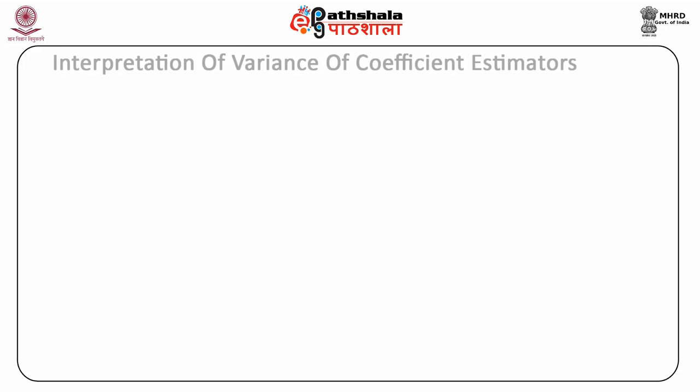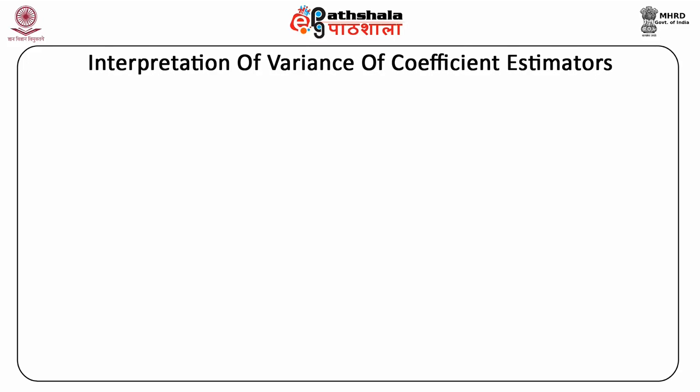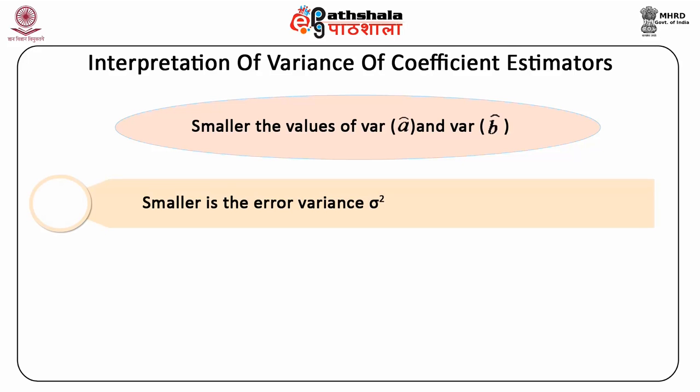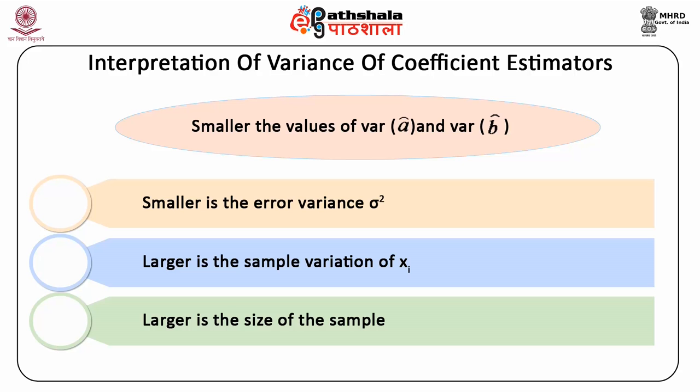Further, we shall discuss the interpretation of variance of coefficient estimators. Smaller the values of variance of a hat and variance of b hat, smaller is the error variance sigma square, and larger is the sample variation of xi about their sample mean. That is, larger is the value of summation xi minus x bar whole square. And larger is the size of the sample. That is, larger is capital N.